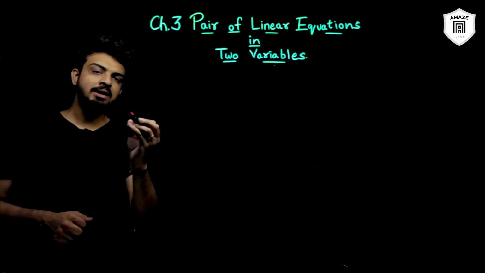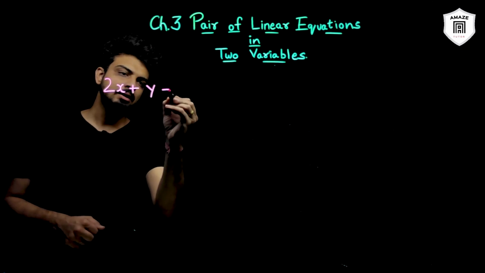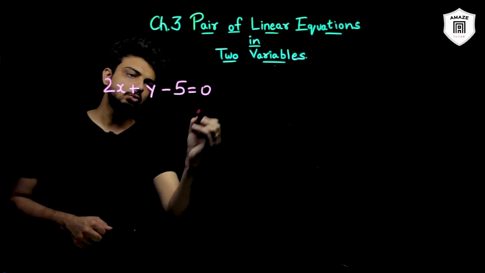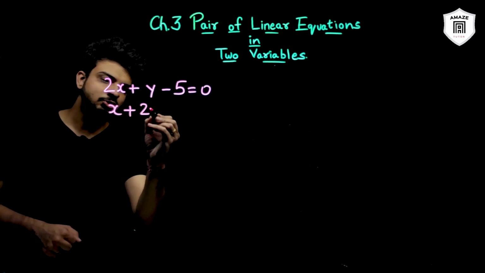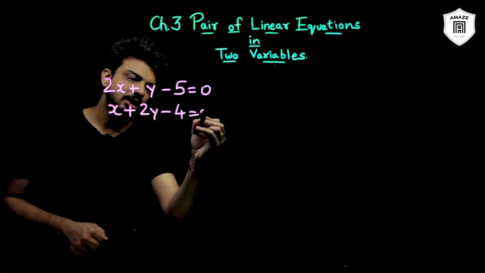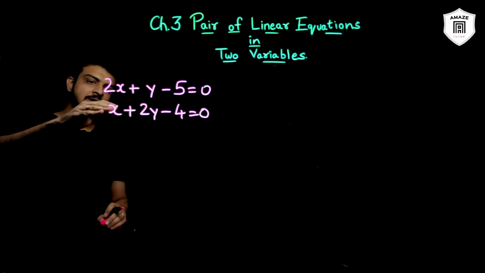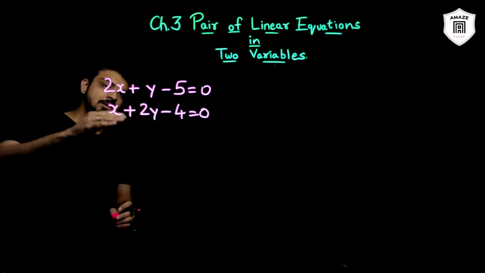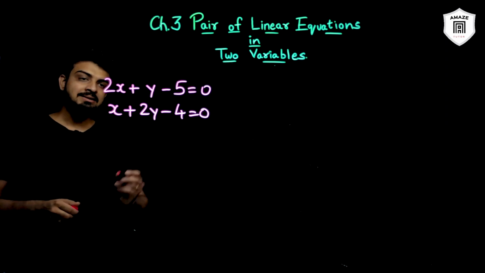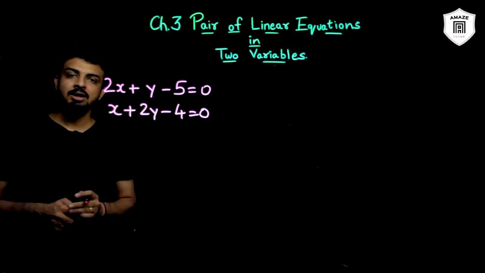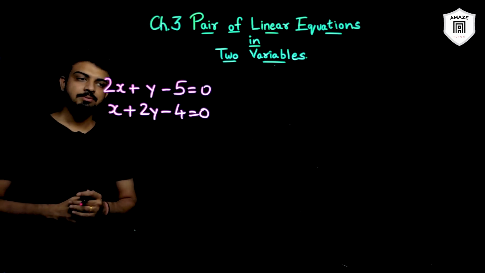Let's say I am having one equation as 2x plus y minus 5 equals 0, and the other equation as x plus 2y minus 4 equals 0. So as you can see, I have written both the equations in the general form, and as both of them are linear equations in 2 variables, we call it a pair of linear equations in 2 variables, right? Forming a pair because there are 2 equations.